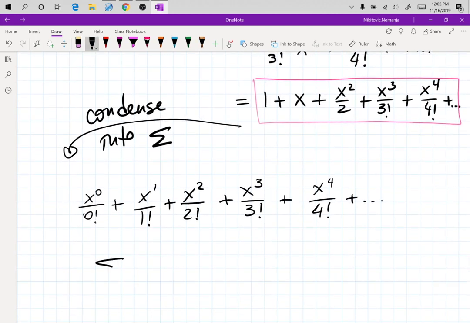What is it? Summation, 0 to infinity, and what should I write? X to the n over n factorial. X to the n over n factorial equals e to the x.